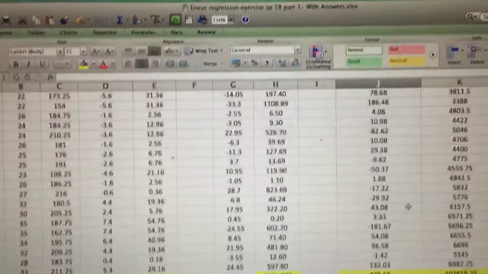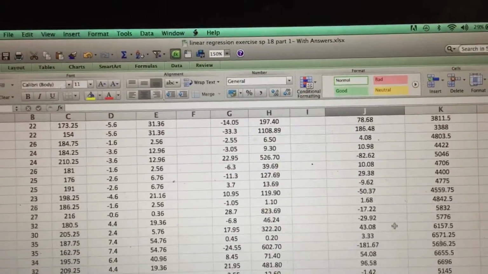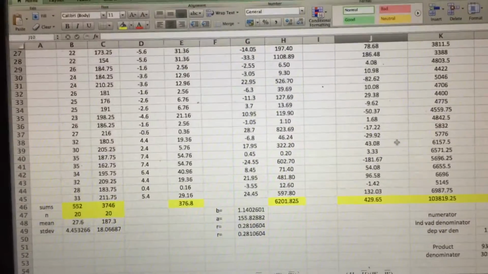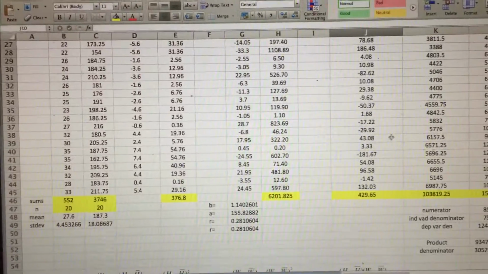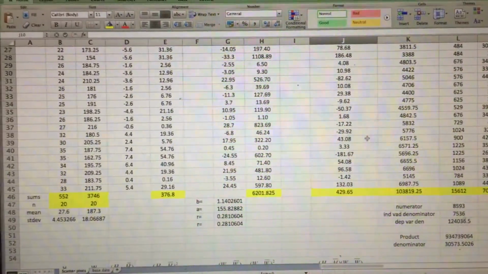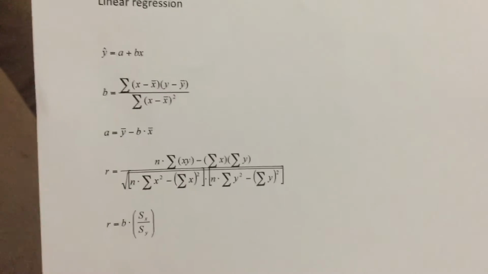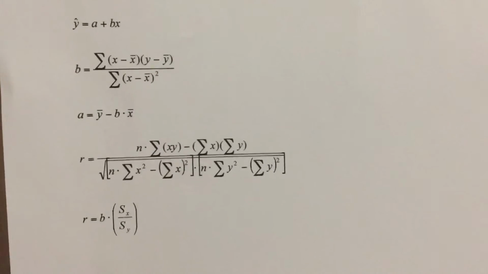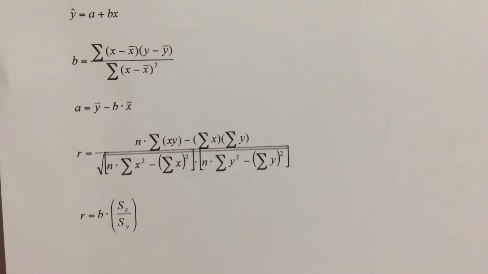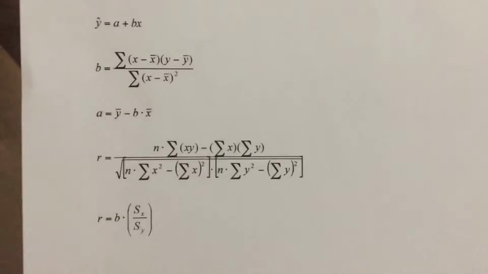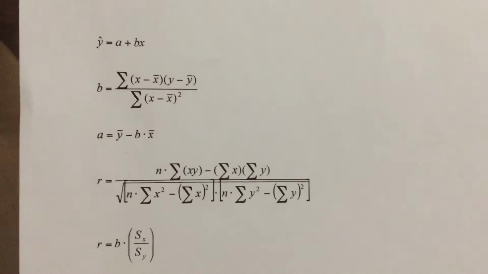We're going to be working with the linear regression exercise SP18. And we're going to be doing some new things with some of the things that we already did the last time, and we're going to be adding some more things. Basically, these are the equations that we're going to be needing to figure out. We're going to need to get that B, we're going to need to get the A, and we're going to need to get the R, and we're going to need to type that all into our Excel over there.